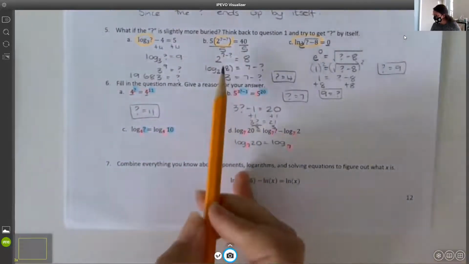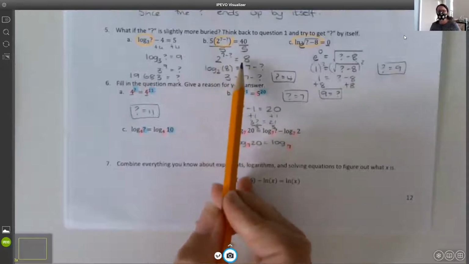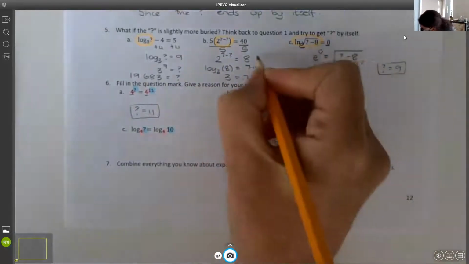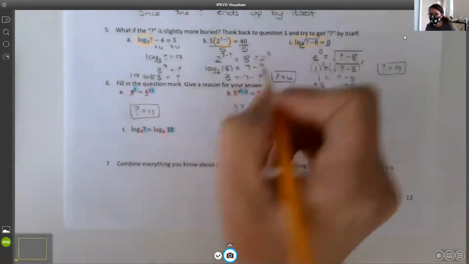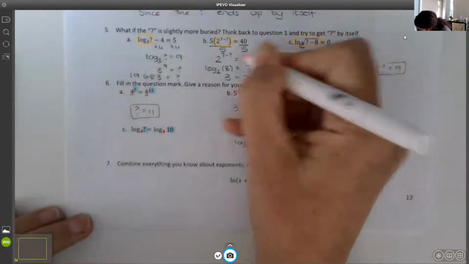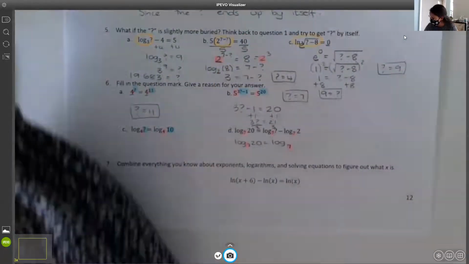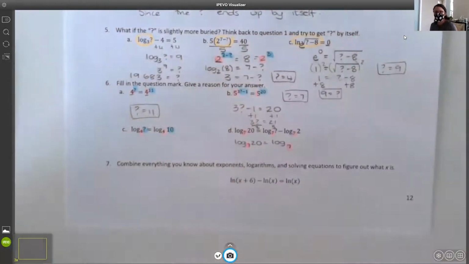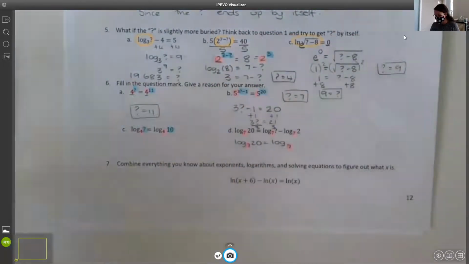And you could have done it the same way on this one here on 5b, because this 8 here, you could have written as 2 to the power of 3, and then your bases would have been the same here. And then you could have set the 7 minus question mark equal to the 3. You would have got the same answer. It's just a different way of thinking about it.